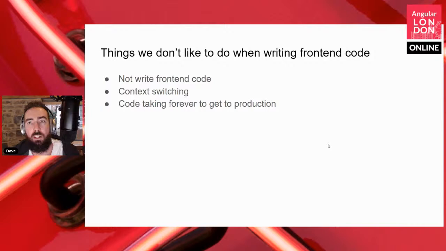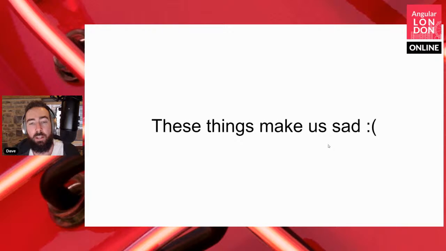Maybe you're relying on a back-end engineer to write an endpoint for you and a DB person to create some DB tables, maybe an infrastructure person to do some infra stuff. All of this stuff lends itself to code taking longer to get into production. And we try to avoid that when we can, because it's a nice feeling to be able to do that. And yeah, these things make us sad.